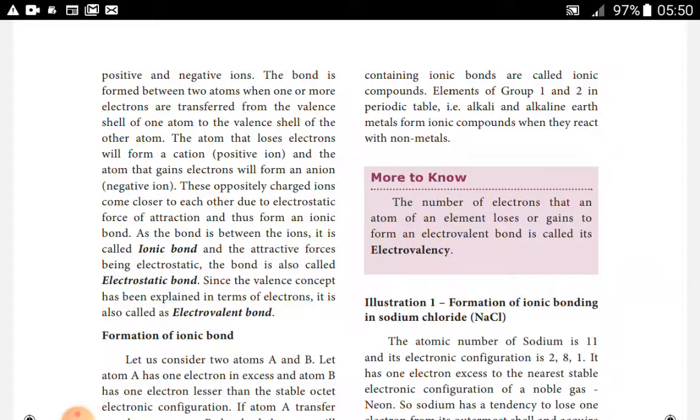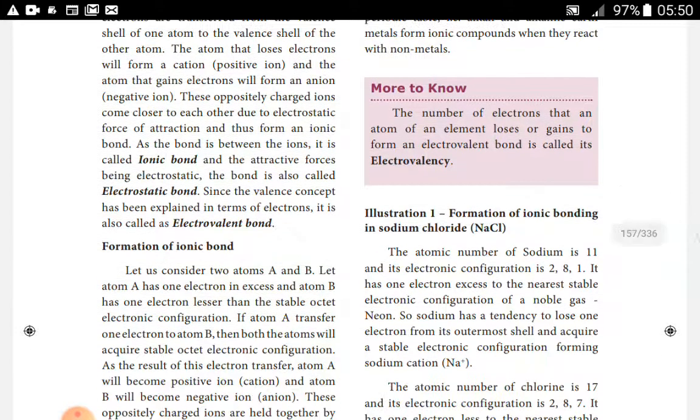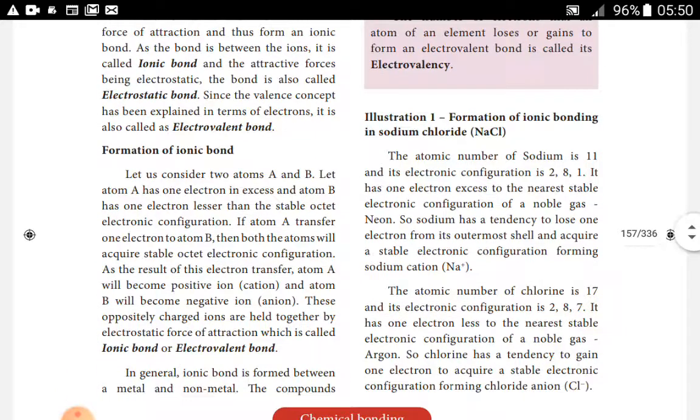And more to know, the number of electrons that an atom of an element loses or gains to form an electrovalent bond is called electrovalency. So, how many electrons take part in the bonding? That means the transfer of electrons. Transfer means loss of electron or gain of electron. That is called the electrovalency. Now we are going to see one example, an illustration, the formation of ionic bonding in sodium chloride.